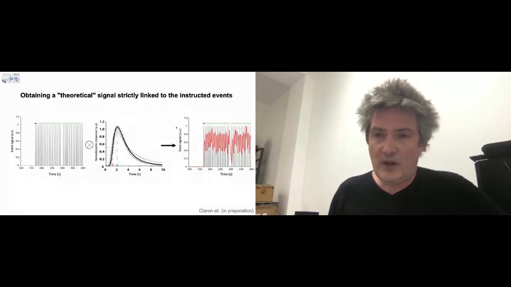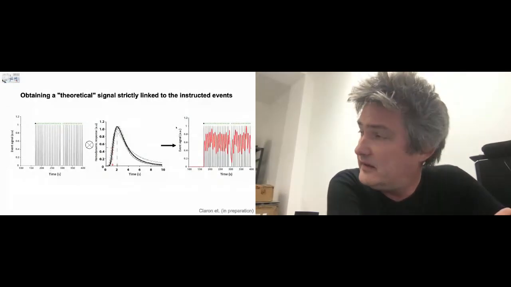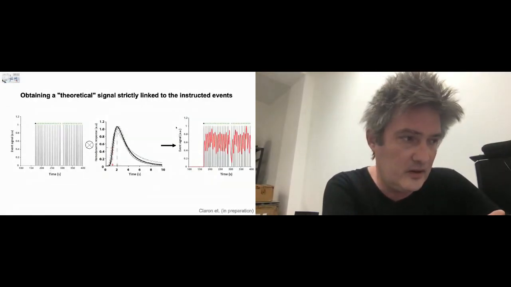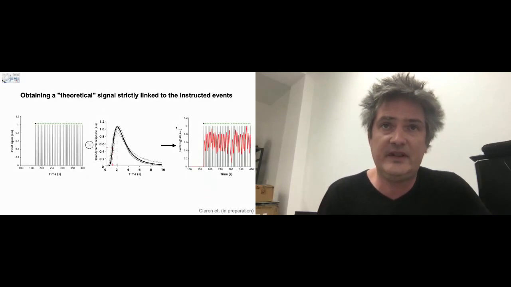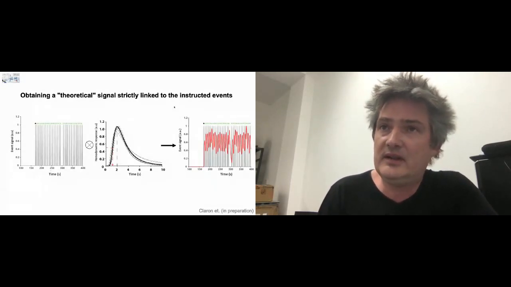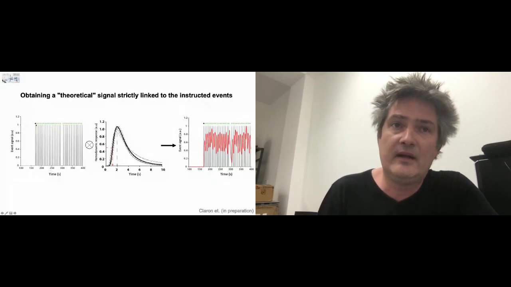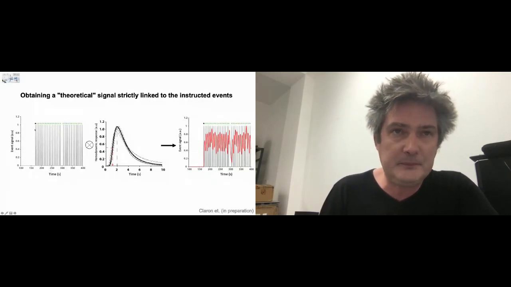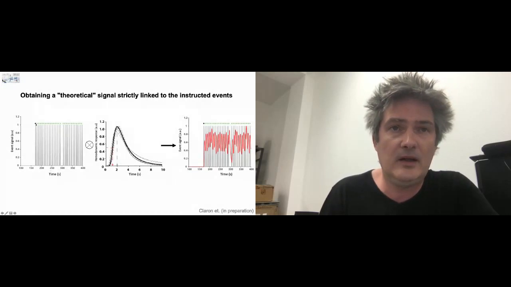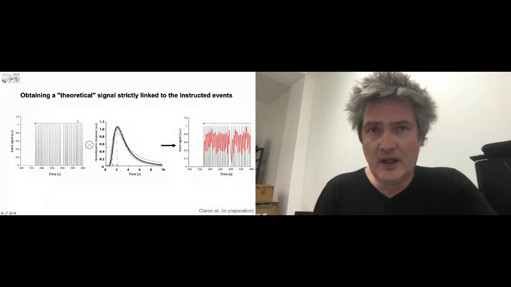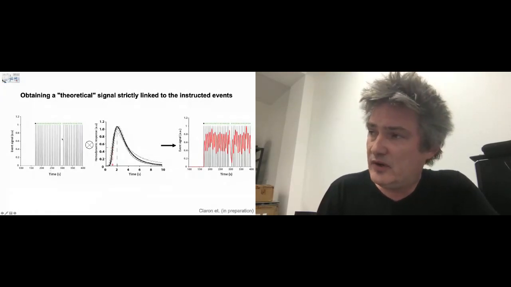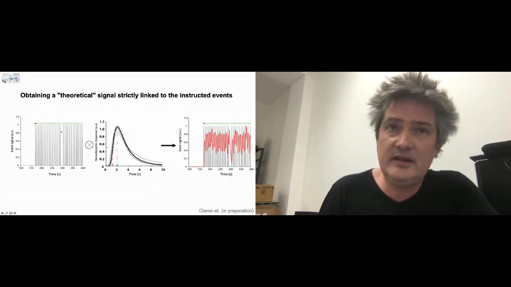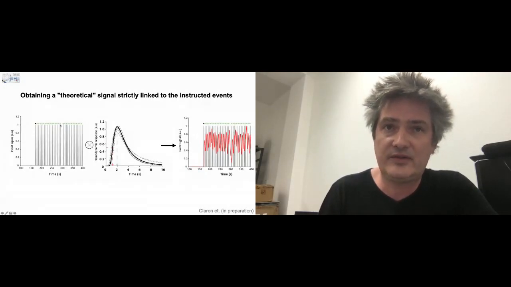So what we have been doing to look at these responses, before going to the main point of the result, is to obtain a theoretical signal strictly linked to the instructed event. So here what you have is the theoretical modulation induced by the trial, the instruction of the task. Here's the first trial, second trial, third, and so forth. And if you have some delay between the two because the monkey does not start the trial immediately, then you have some delay between the two events of trial start.